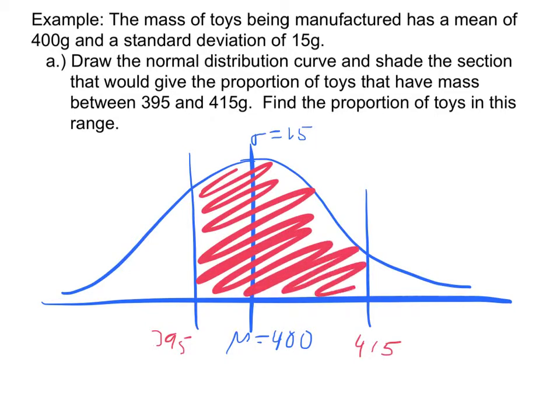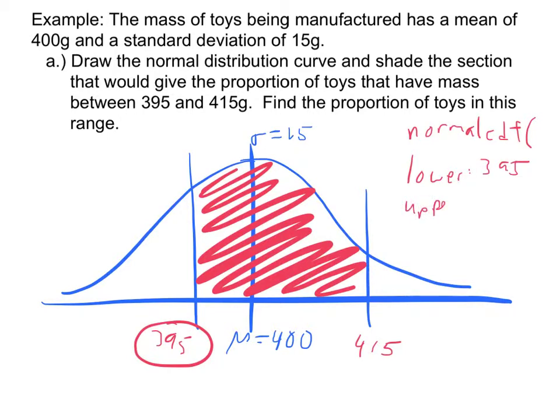If you bring up normal CDF on your calculator, it'll ask what your lower bound is. For us, the lower bound is 395. Then it'll ask for your upper bound. The upper bound of the region I want is 415. Then it'll ask for mu, which is your mean, and that's 400. It'll ask for the standard deviation, that's 15.